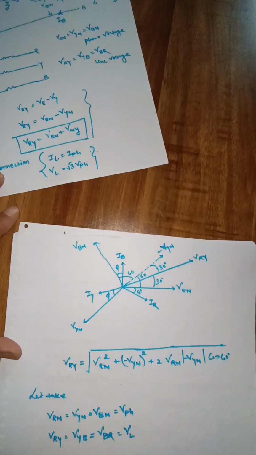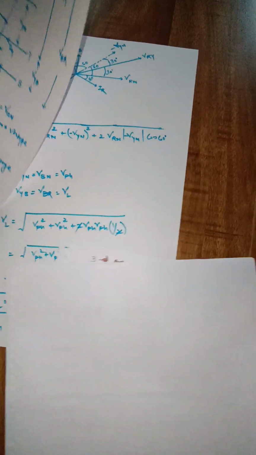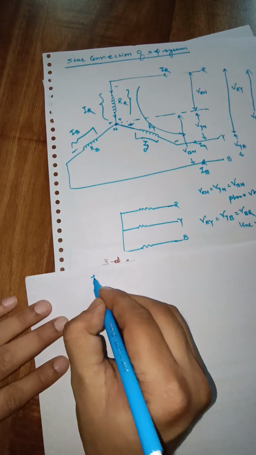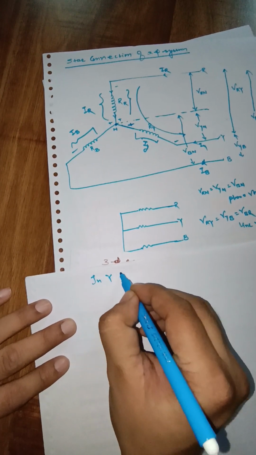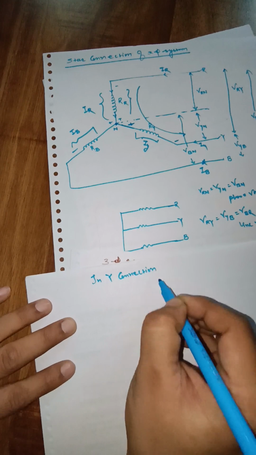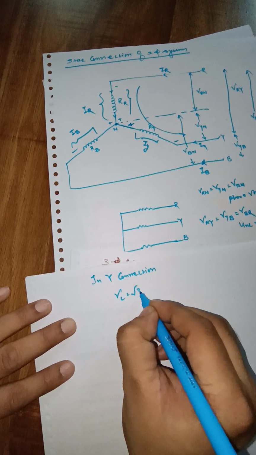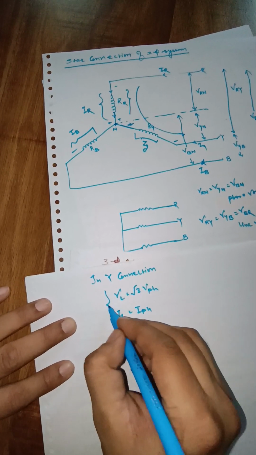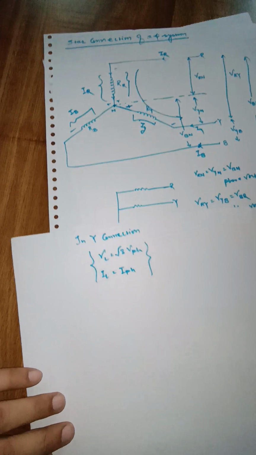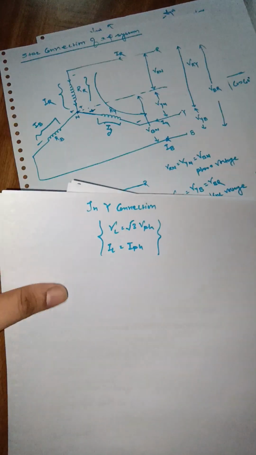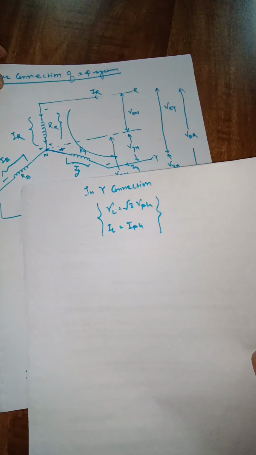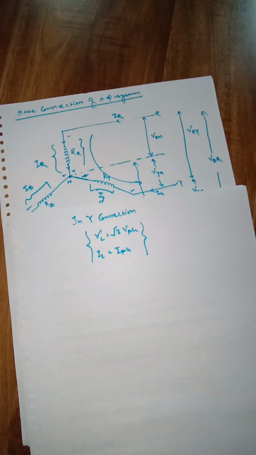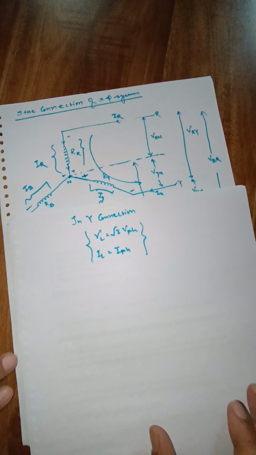So what we can conclude, what we can say, in star connection VL equal to root 3 VPH and IL equal to IPH. The line current will be equal to phase current and line voltage will be equal to root 3 times the phase voltage. Clear? Now we have to find the relation for power, that what will be the value of power.